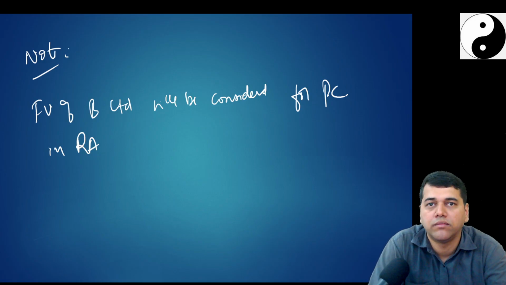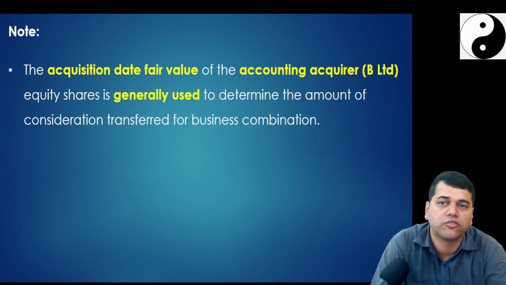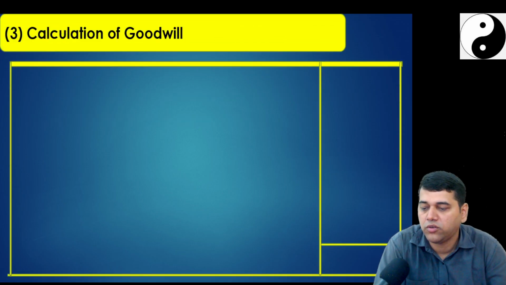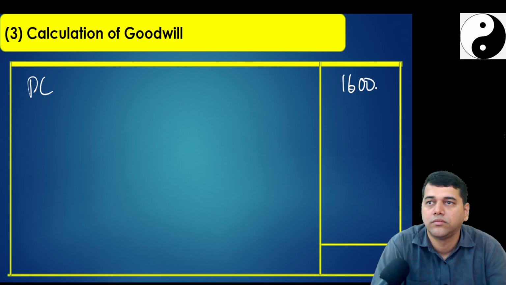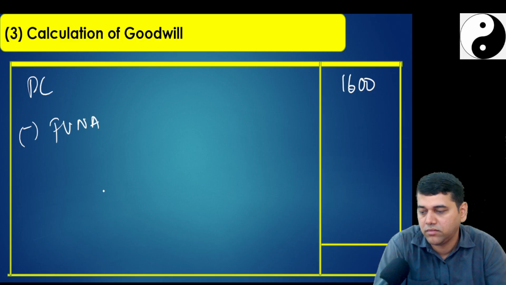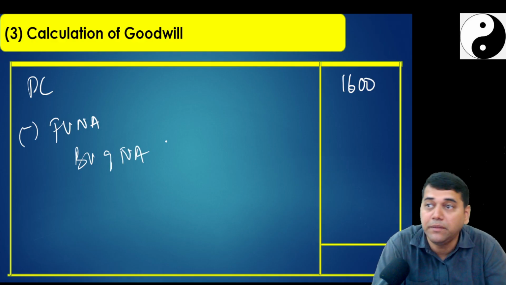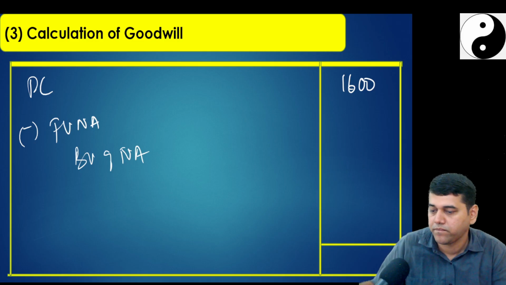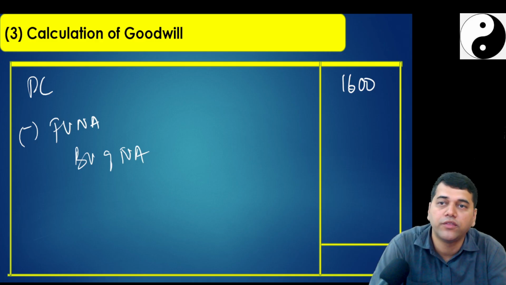Now we will calculate the goodwill. In a business combination, you are going to take the acquisition date fair value of the accounting acquirer to calculate the purchase consideration and goodwill. So what is the purchase consideration? 1,600 minus FVNA. How much? What is the book value of net assets of A Limited? Sorry, total net assets, fair book value of the net assets of A Limited.